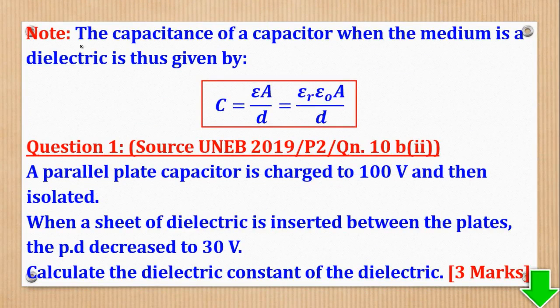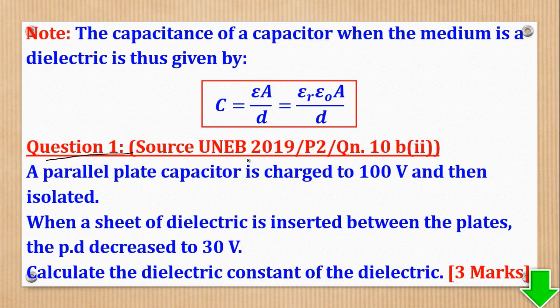So you have to note that capacitance of a capacitor when the medium is a dielectric is given by this. This is what I told you, because when they give you relative permittivity, it implies that you can get the permittivity of that medium by multiplying relative permittivity by the permittivity of free space. So with that, we can go through these questions.